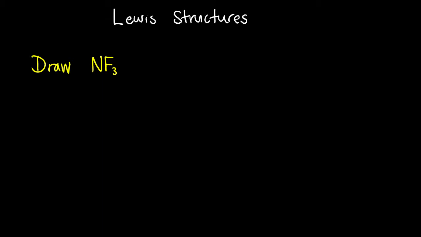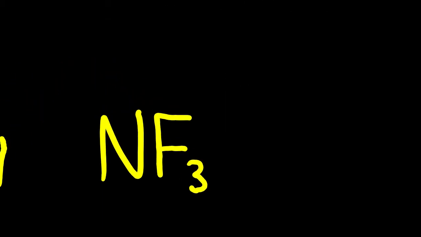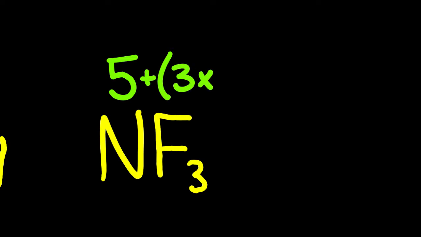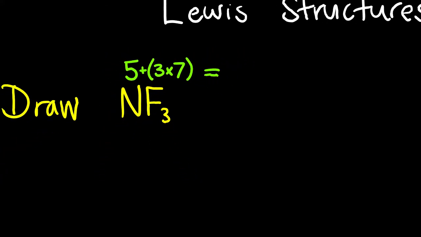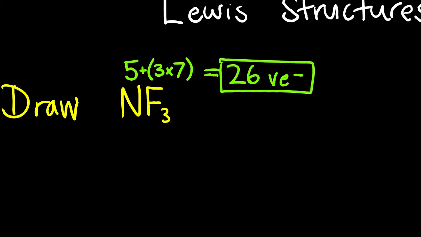If we're going to draw nitrogen trifluoride, then we need to know that nitrogen has 5 valence electrons, and that fluorine has 7, but there are 3 fluorines, so it will be 5 plus 3 times 7. And that gives me a total number of electrons of 26. I call this my electron bank. Whether they are lines or dots, the total number of electrons I have to use is 26, because valence electrons are the only electrons that matter.